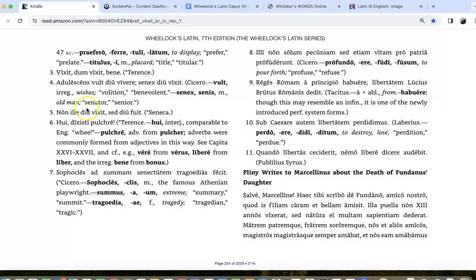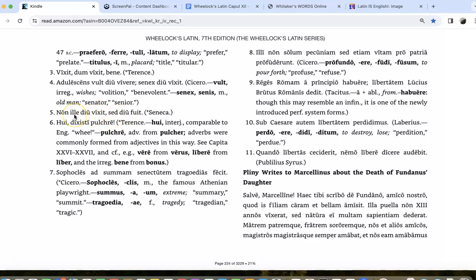Number 5. So you can see that sentences are fairly short, which is good because this is a new grammar topic. So that's good for us. So non ille dio vixit sed dio fuit, Seneca. Again, ultimately executed by Nero. So not he for a while he lived, but for a while he was. So this one we have to kind of think about what that means.